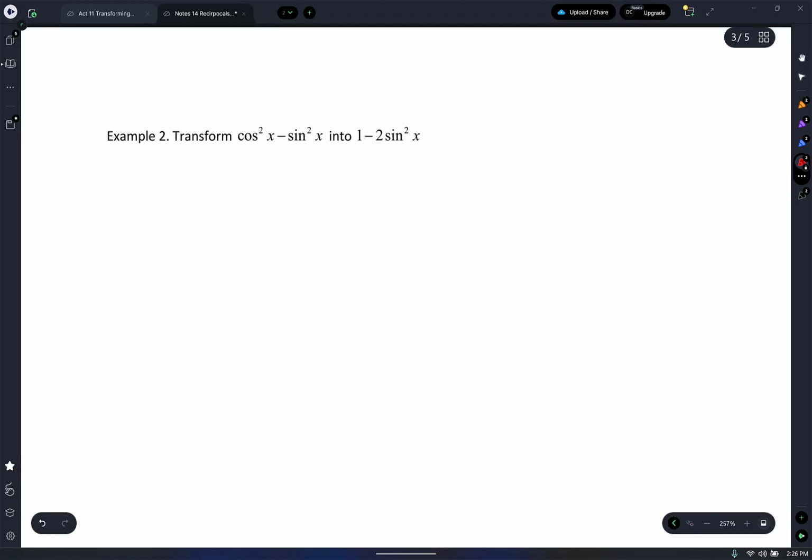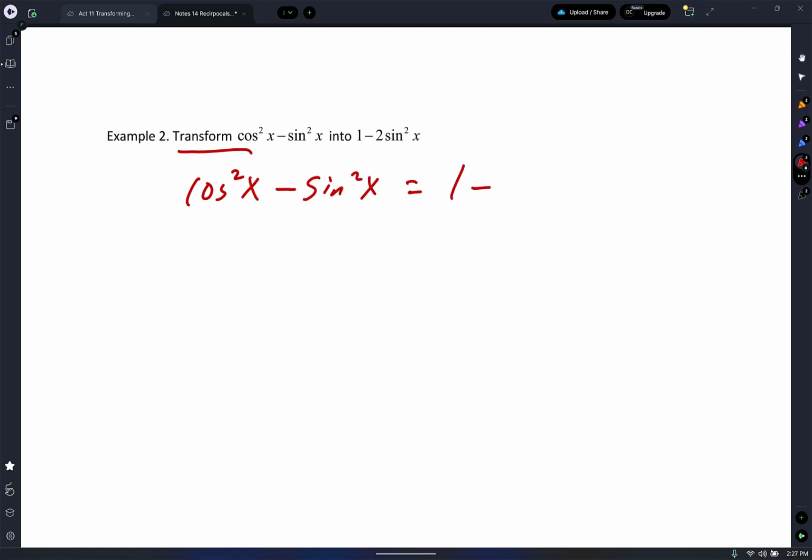You use them with something like this. Notice this one says cosine squared x minus sine squared x into 1 minus 2 sine squared x. So they want me to transform this, to show this, to prove this. So how do I prove this? Well, I want you to observe. Notice that the right-hand side does not have any cosine squares in it. Do you guys see that?